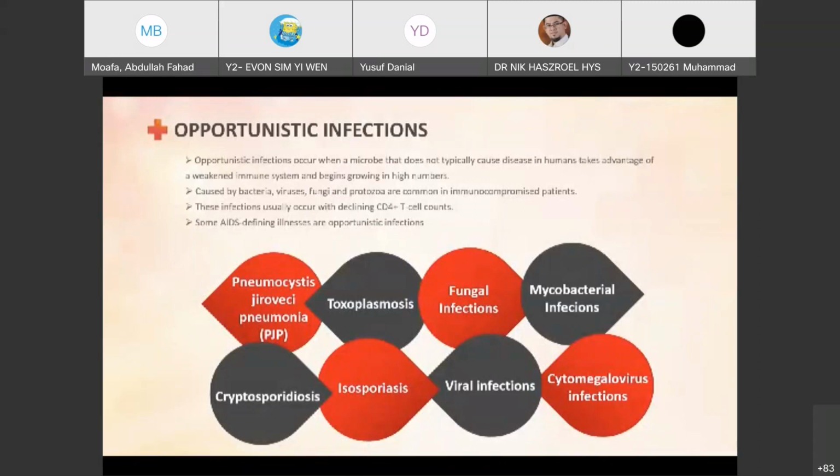Opportunistic infections can be caused by bacteria, viruses, fungi, and protozoa, which are common in immunocompromised patients. Some AIDS-defining illnesses are opportunistic infections, but not all. For example, candidiasis is an opportunistic infection because Candida yeast commonly lives in humans without causing illness. But pneumonia is not an opportunistic infection because the microbes that cause it are always harmful to the body.